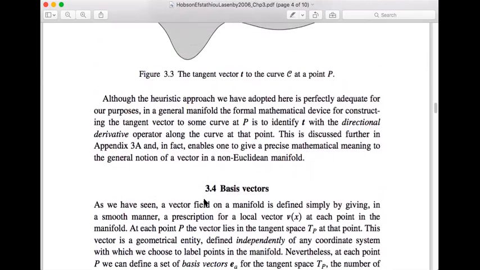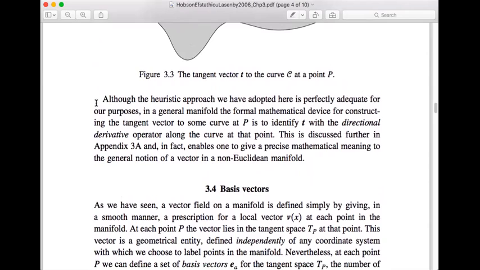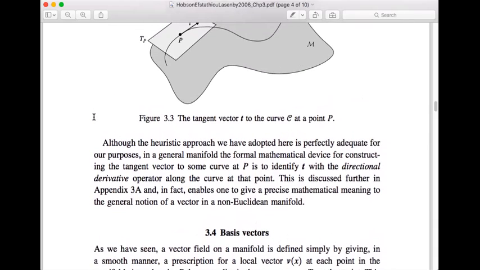Anyways, now he has a little paragraph where he's saying, although the heuristic approach, etc. I'm just going to summarize that by saying he's admitting that we're not doing rigorous math here, even though this might sound like we are doing more advanced math, but it's not rigorous. And if you really wanted to do this in a completely mathematically rigorous way, you'd have to define the derivative in terms of something called the directional derivative.